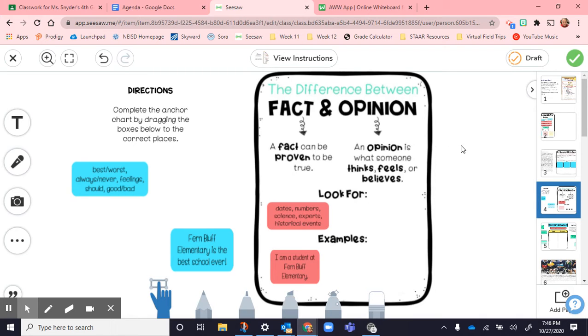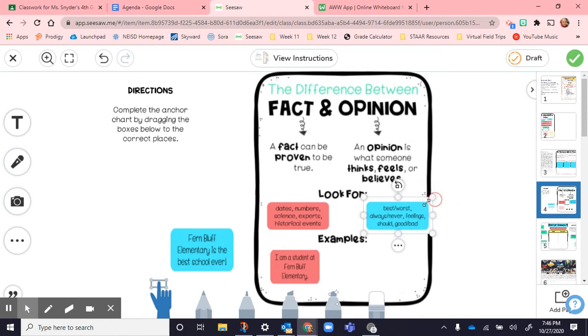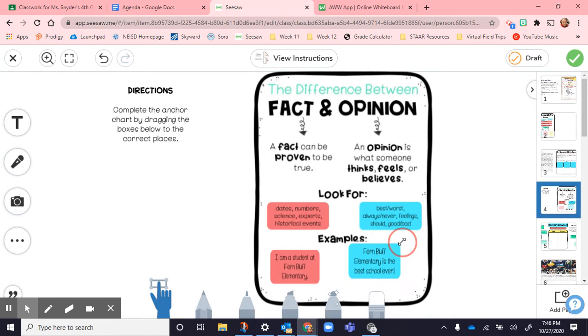Opinions, on the other hand: an opinion is what someone thinks, what they believe, how they feel. If you say something is the best or the worst, or it always or never is some way, that's usually a red flag. Talking about feelings, if you hear someone say I feel, that's how that person feels, but not everybody. Also look for should, and the words good or bad. If I say pizza is good, again, that's my opinion. Not everybody feels like that. Fern Bluff Elementary is the best school ever. That is an opinion. Everybody thinks their school's the best, hopefully. That's just based on their opinion.